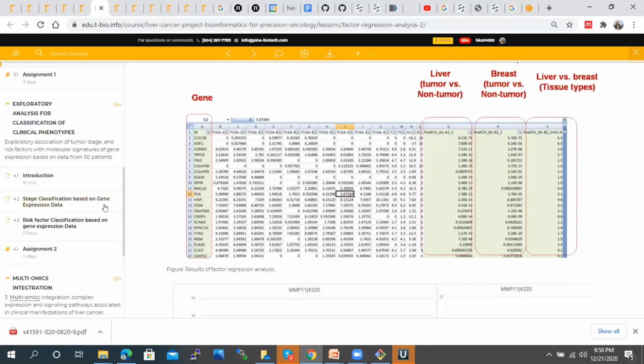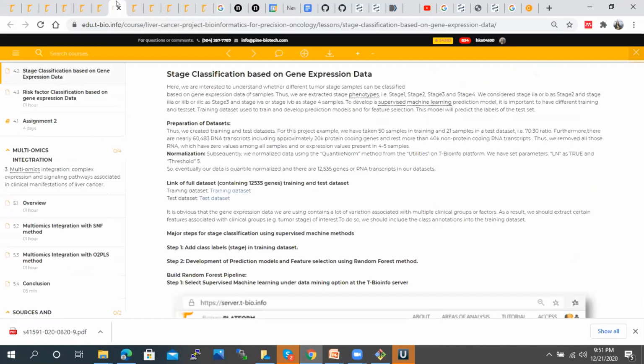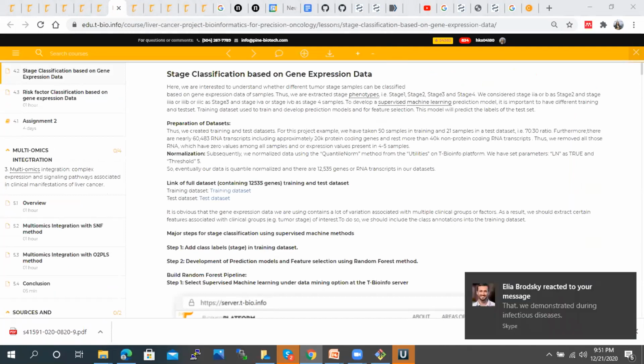For that, first we proceed with stage classification based on the gene expression data. What are the approaches that we can explore? How can we classify different types? Machine learning is one approach that we can use. Here we have explored two classes. For the stage classification, we have explored different supervised machine learning techniques like random forest, LDA, naive Bayes, and SVM.